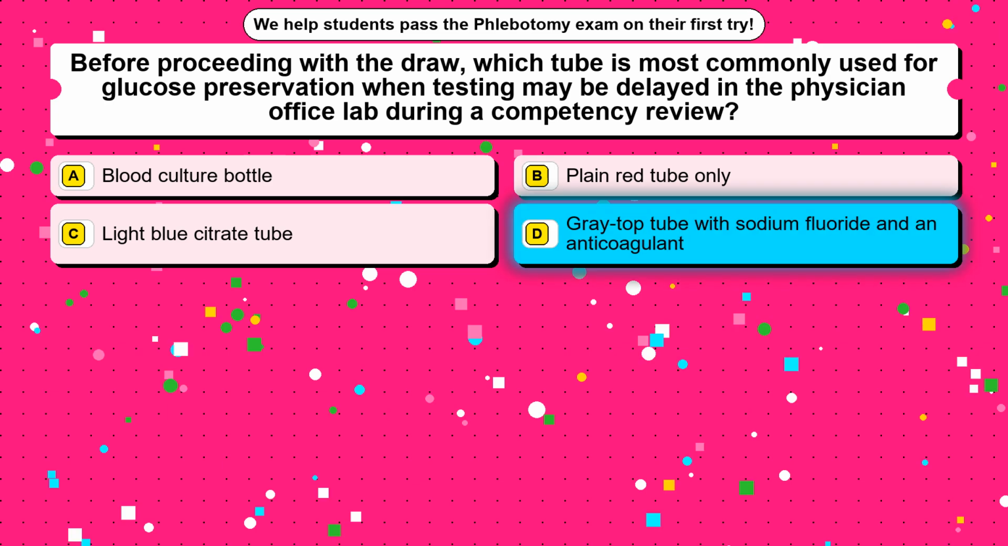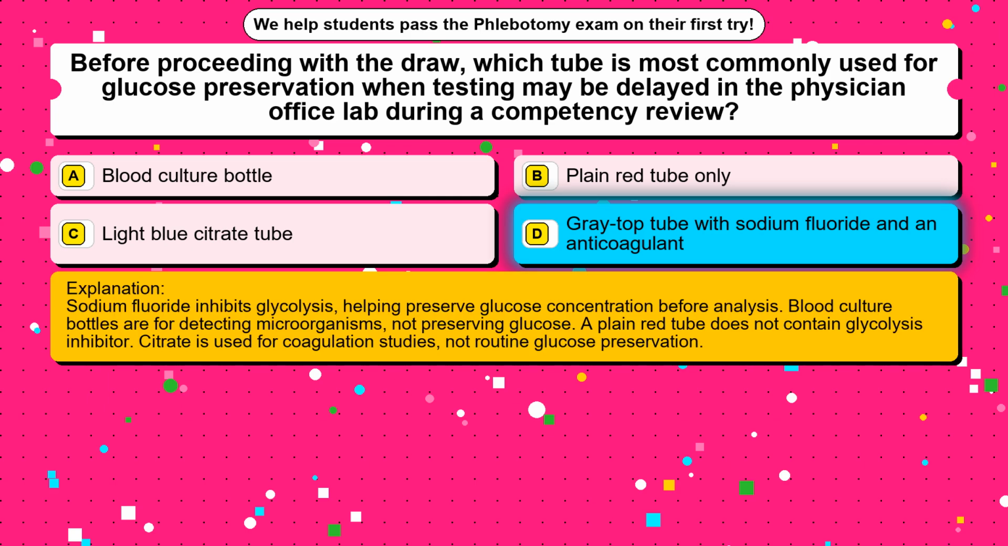The correct answer is option D. Gray top tube with sodium fluoride and an anticoagulant. Sodium fluoride inhibits glycolysis, helping preserve glucose concentration before analysis. Blood culture bottles are for detecting microorganisms, not preserving glucose. A plain red tube does not contain a glycolysis inhibitor. Citrate is used for coagulation studies, not routine glucose preservation.